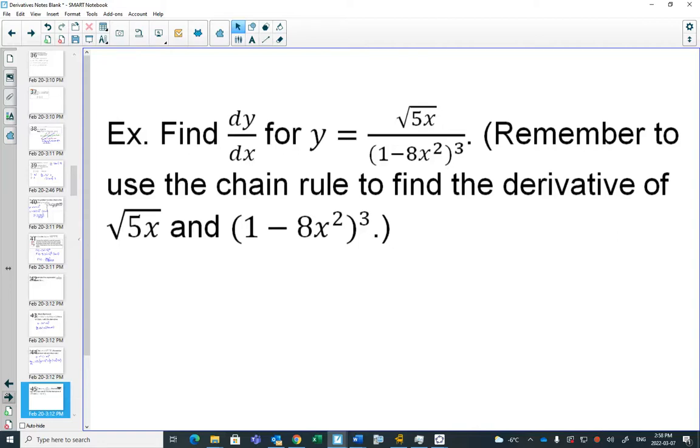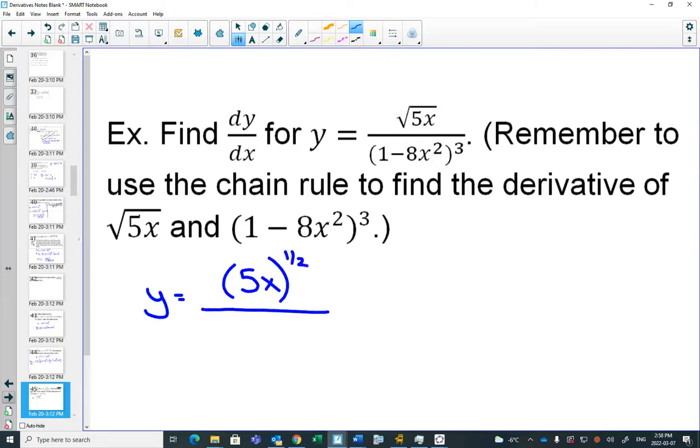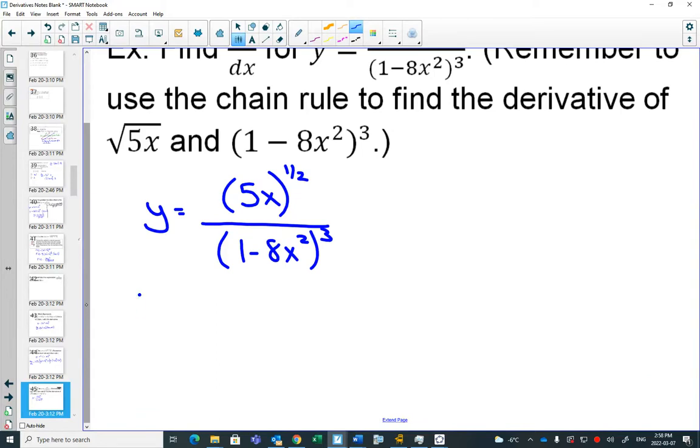All right. We have a function inside of another function. You have a quotient and a quotient rule and a chain rule. Option number one. So first of all, I'm going to take some time to change the square root of 5x to 5x to the half, just so that everything is in working order. Here's option number one, dy dx. I'm going to use my quotient rule. What does the quotient rule say?